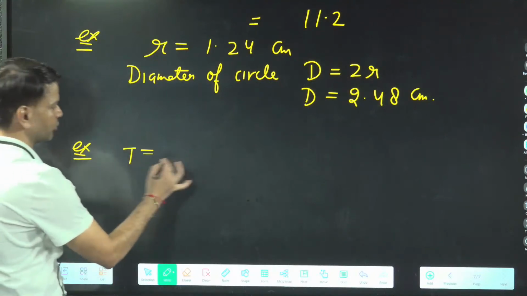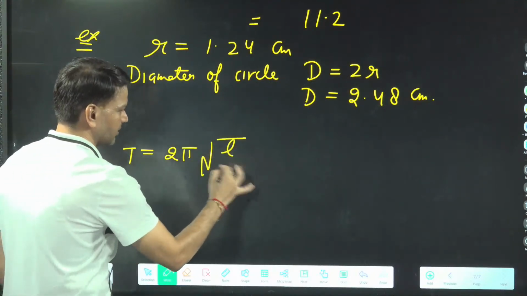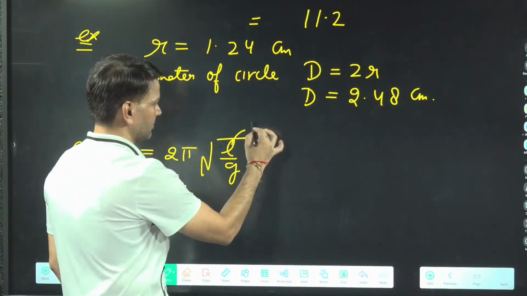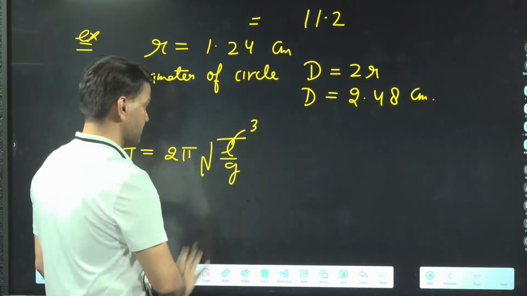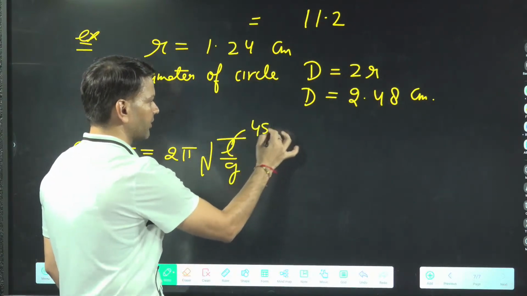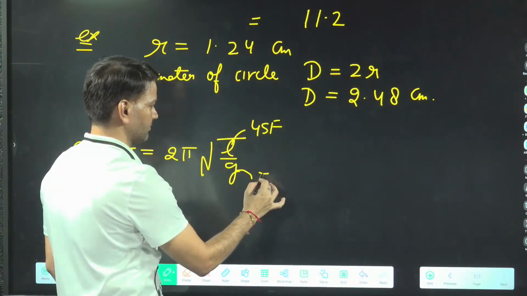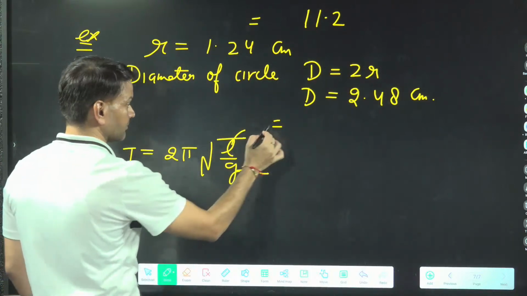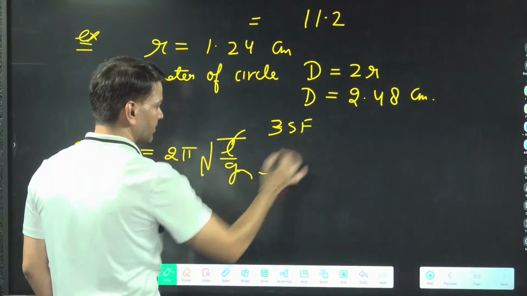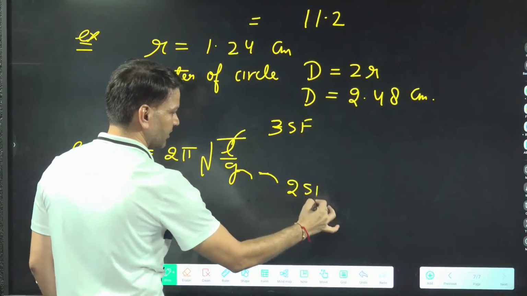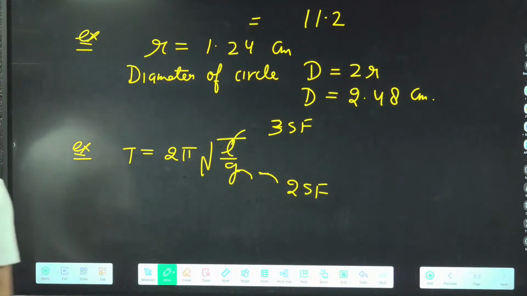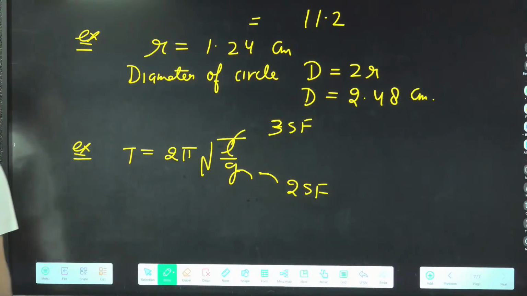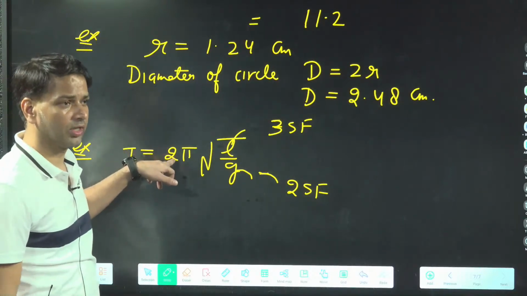One more: T is equal to 2 pi under root of L by g. Here suppose L has 3 significant figures, and g has 2 significant figures. So in the result, how many significant figures will we have in the time period? 2. Why this 2? Because of the infinite constant multipliers.